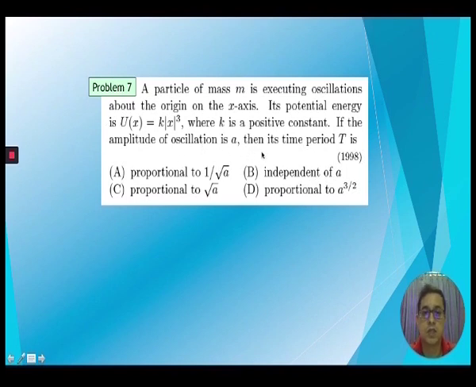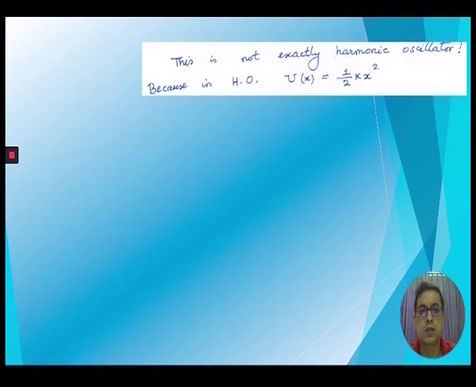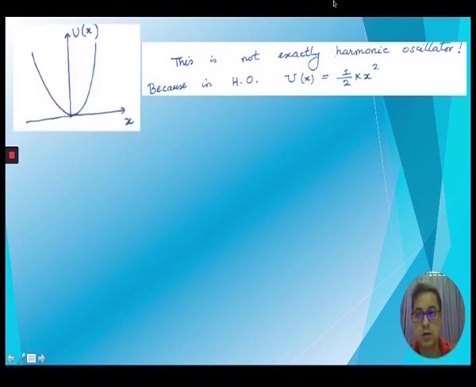This is a nice problem, but this situation is not simple harmonic, because for simple harmonic the potential is half kx square, and here it is k mod x cube. So obviously this is not exactly a simple harmonic motion, but under certain approximation you can always consider it to be simple harmonic. But anyway, simple harmonic potential looks like this.